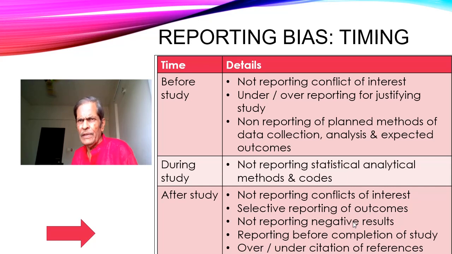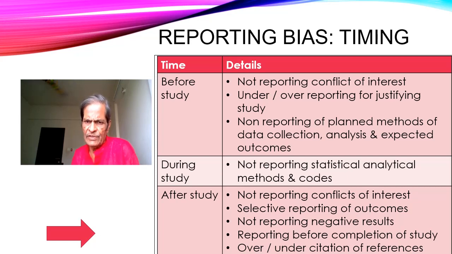If you openly say that yes, such and such author is from such and such company and this company has sponsored this trial, then you are not under-reporting, or you are not hiding the conflict of interest. But if this part is not revealed, then it is non-reporting of the conflict of interest. Selective reporting of the outcomes: only the good effects of the drugs are published, the bad effects are not published. That is selective reporting.